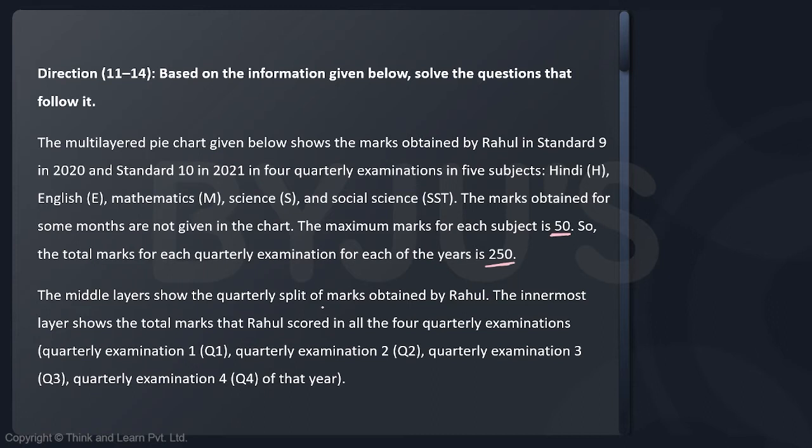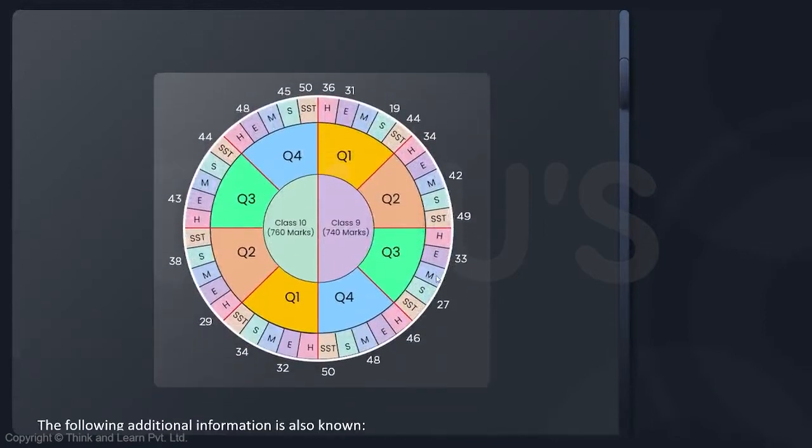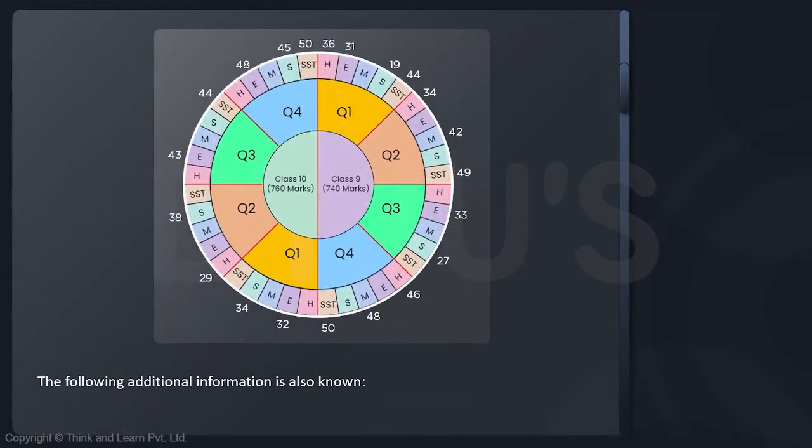The middle layer shows the quarterly split of marks obtained by Rahul. The innermost layer shows the total marks that Rahul scored in all four quarterly examinations Q1, Q2, Q3, and Q4. Let's have a look at the graph now. So, in this graph, the right semicircle is about class 9. You can see that here. And the left semicircle is of class 10.